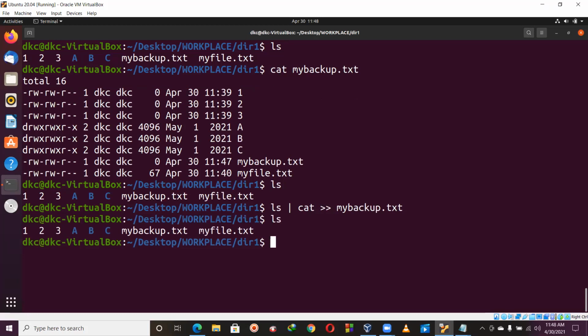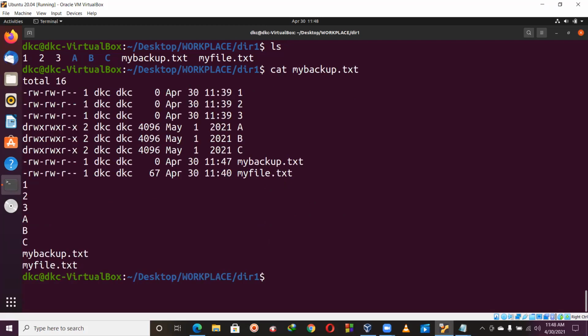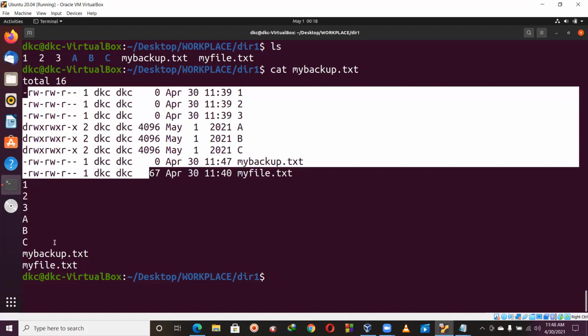Now, see the contents. What is the contents? Cat my backup. So what are you observing? This is your previous information, guys. Yes or no? This is your previous information, and this is the latest information which you appended.